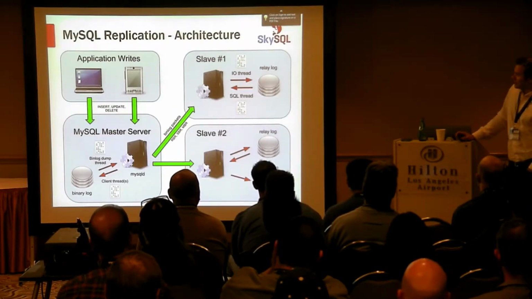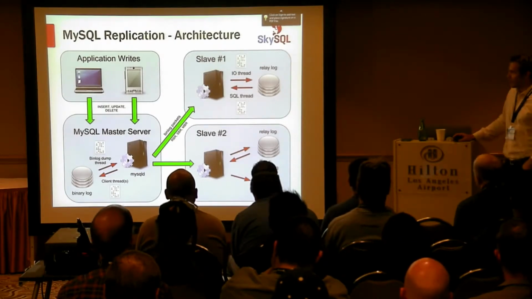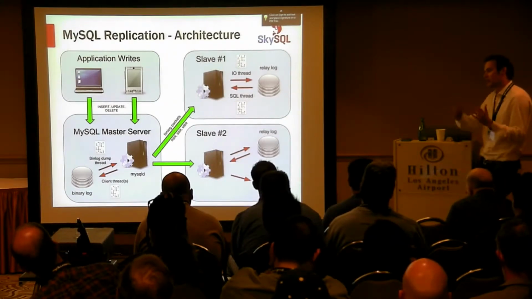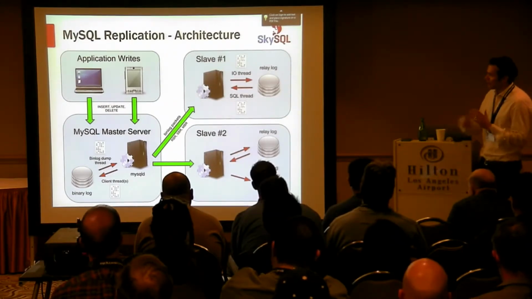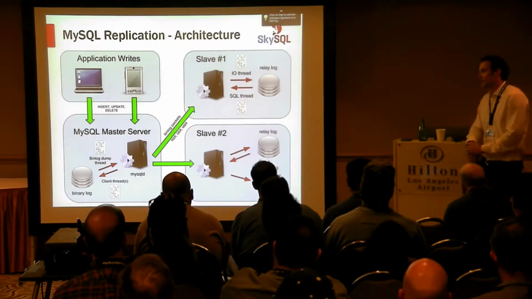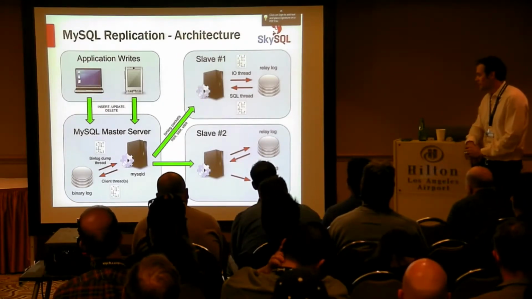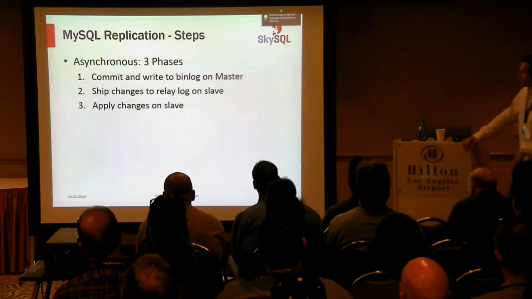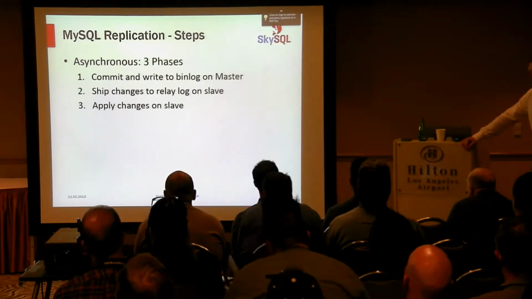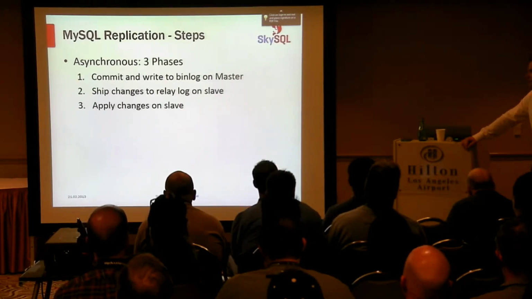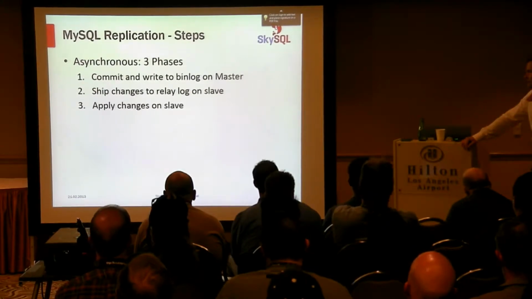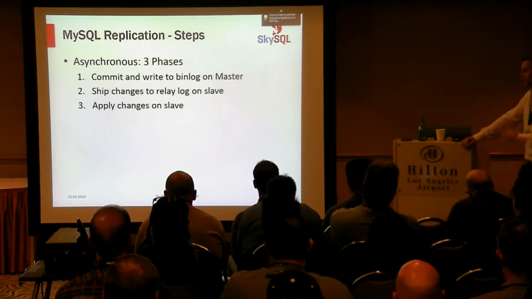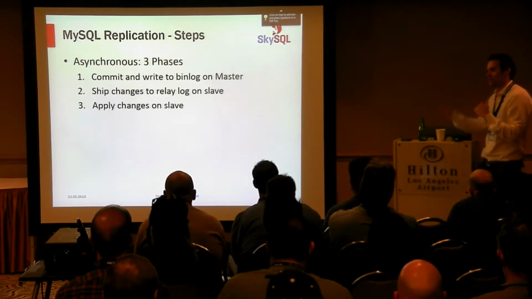And the slaves have two threads. There's an IO thread and an SQL thread, and one of the threads is connected to the master. It just sits there and reads the binary log and ships it over, and then there's a local thread that applies the changes on the slave. So it's basically a three-way process. You commit, and you write to the bin log on the master. Your client will receive an OK here. Then your slave will ship the changes to itself, write them in a relay log, and then there's another step when the slave will actually apply what's in the relay log.